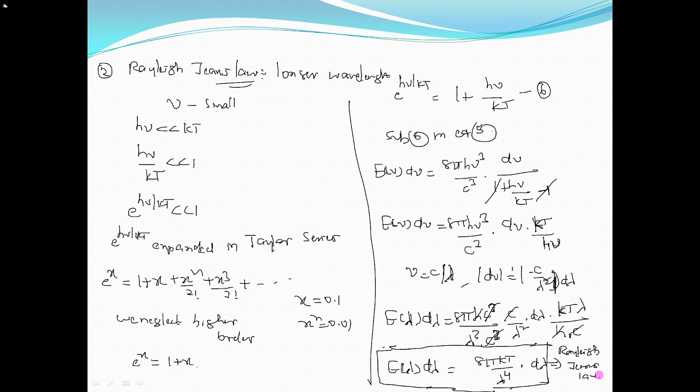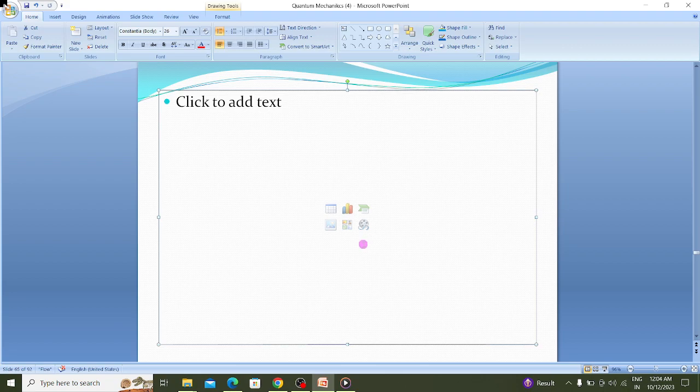So Planck's radiation formula was able to explain shorter wavelengths and longer wavelengths. Therefore, Planck's radiation law is in good agreement with experimental results for the entire range of wavelengths. It can explain shorter wavelengths and longer wavelengths. So this is about Planck's radiation formula. Thank you.